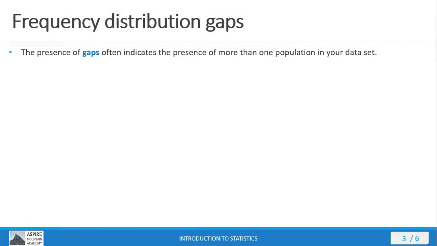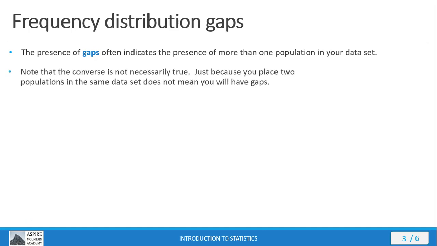Now, frequency distributions sometimes have gaps. Gaps are important to note because they can indicate the presence of more than one population in your data set. Now, the reverse is not necessarily true. A gap often indicates the presence of more than one population, but just because you have more than one population does not mean that you're going to have a gap. It depends on how many classes or categories or bins you use to create your frequency distribution. If you have too few, it can hide the gaps that would indicate the presence of more than one population.